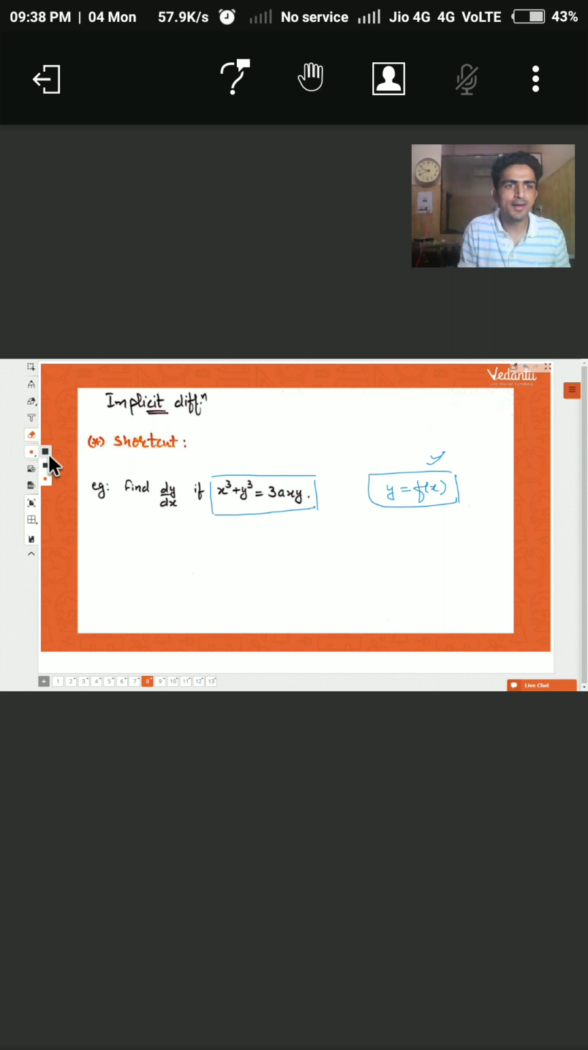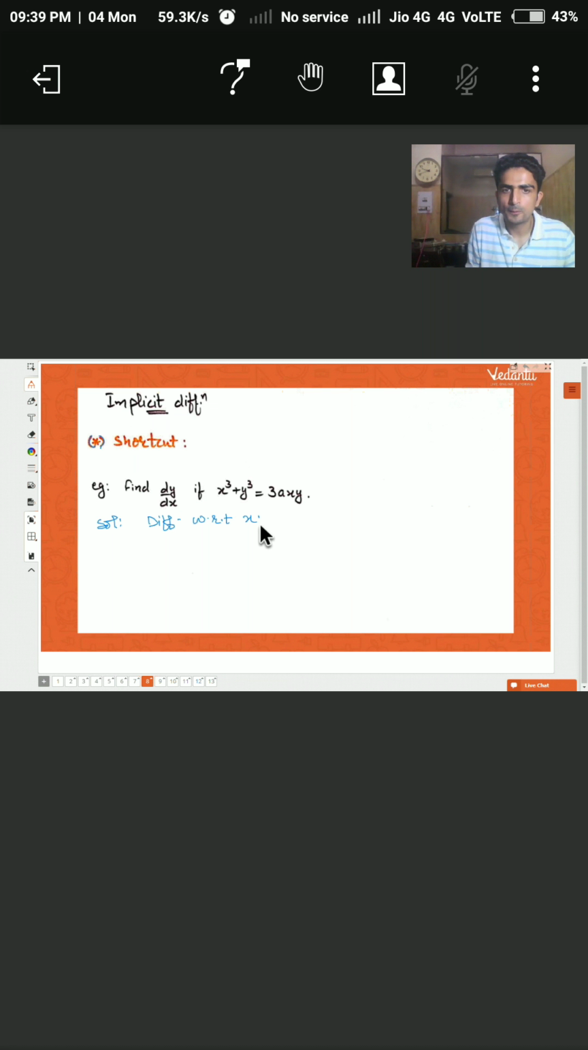Now, how to find dy by dx from here? One is the proper method, which you need to apply in school, and of course you can apply in competition as well. One is the shortcut method. Before I tell you the shortcut method, let us do it first by the proper method. Listen, just differentiate overall with respect to x. What will you get? Just see step by step.